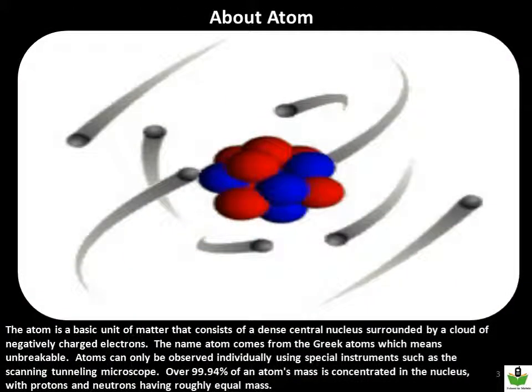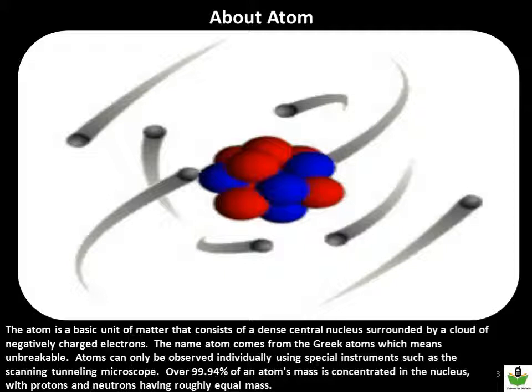Hi, this is Mike. I am going to explain the first section called atoms and elements. Basically, the atom is a basic unit of matter that consists of a dense central nucleus surrounded by a cloud of negatively charged electrons. The name atom comes from the Greek atomos, which means unbreakable. Atoms can only be observed individually using special instruments such as the scanning tunneling microscope.